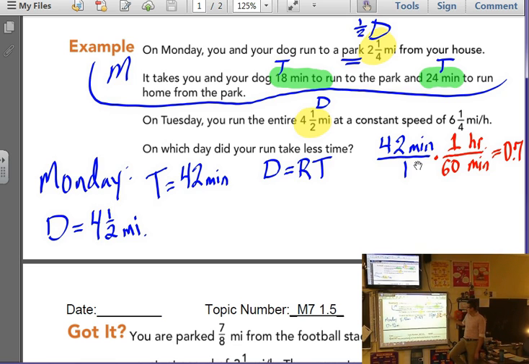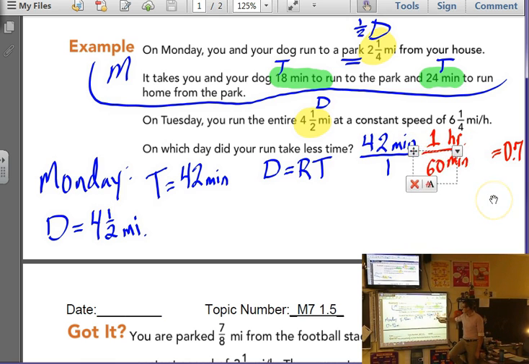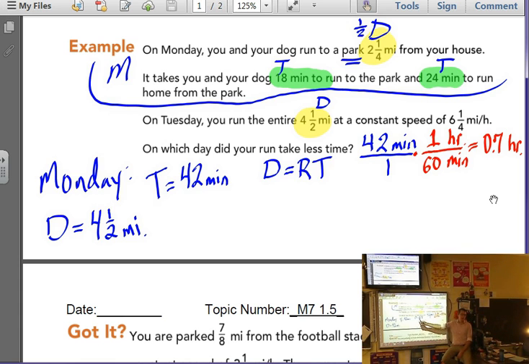This is now, and I barely have space to fit it in, hours. So make sure you put a label on that as hours. Now I can plug values into my formula. The biggest mistake people make here is trying to use minutes for time. You have to use hours if you want your rate in hours. Because the rate up here for Tuesday is in hours, I need my rate in hours. Now, if I had my Tuesday rate in minutes, like miles per minute, then I could use minutes here.